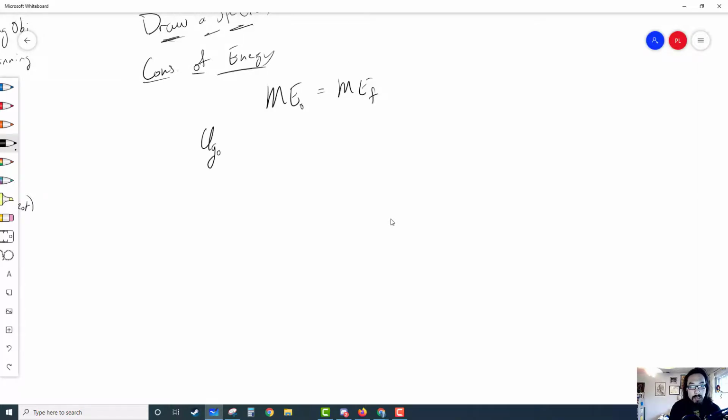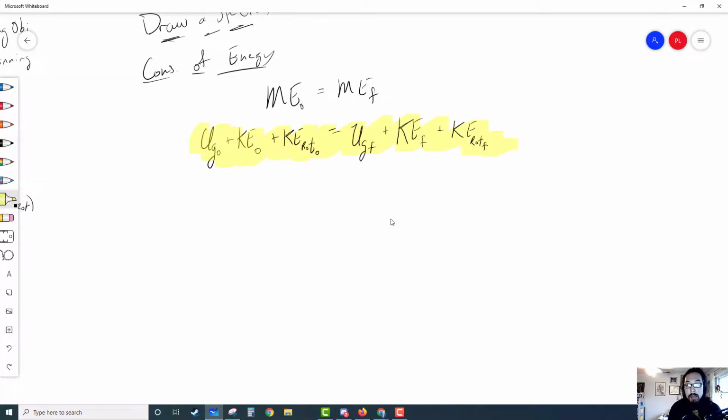your gravitational potential initial plus kinetic energy, this is the translational initial, plus the kinetic energy rotational initial. Okay, and all of that will be equal to the same forms but the final versions. So gravitational potential energy final plus kinetic energy final plus kinetic energy rotational final. Okay, so this is it. This is a big equation.